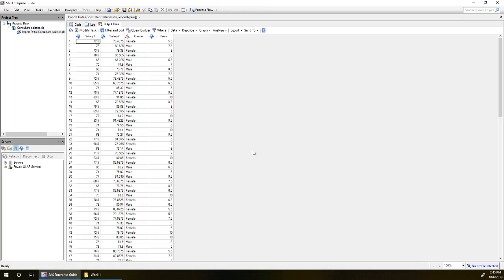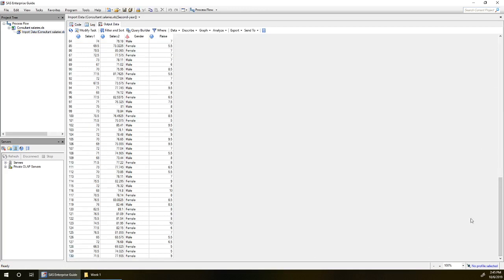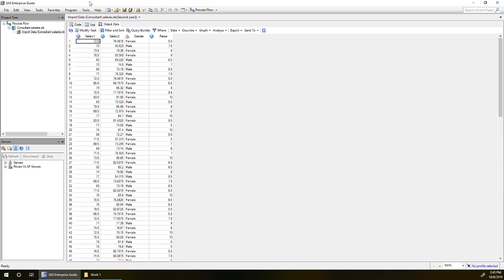So our data are a bunch of consultants. See how many? 130 consultants' salaries from their first and second years, their gender, and their raise as a percentage of their first year salary.